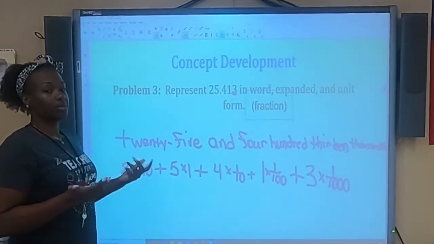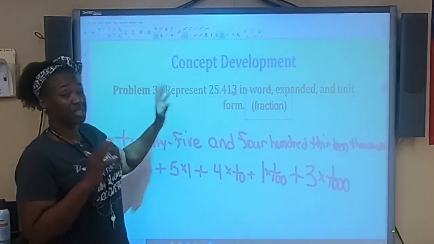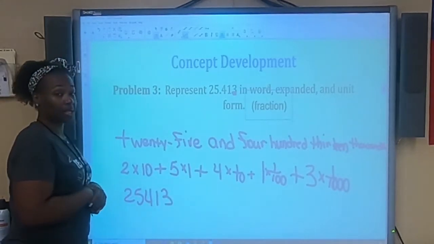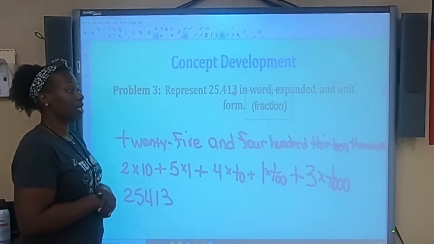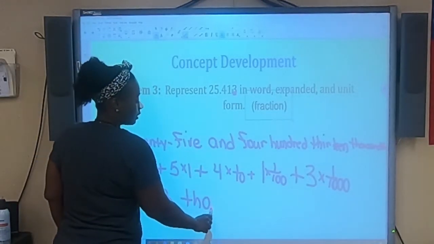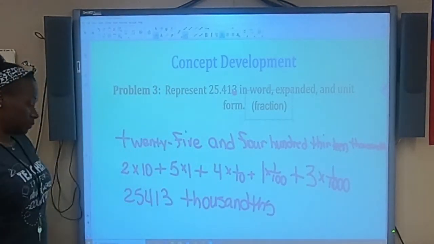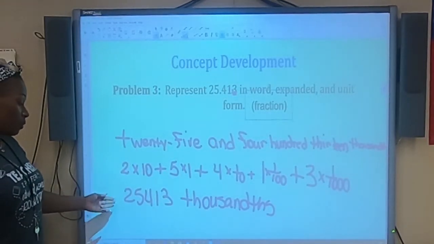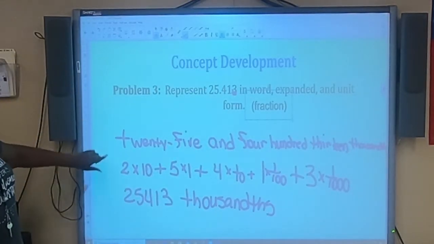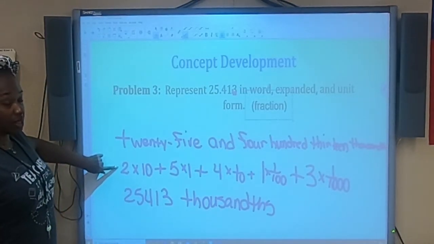Now for the unit form, which is the easiest form, I think. I'm simply going to copy my digits, pretend like I don't see the decimal. So I see a 2, 5, 4, 1, 3. There's my number. And because it's unit form, I need to end with the unit. The very last unit is thousandths. So I write the word thousandths. So my unit form is 25,413 thousandths.